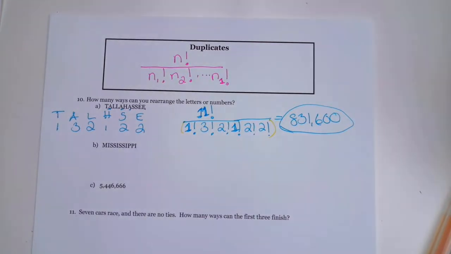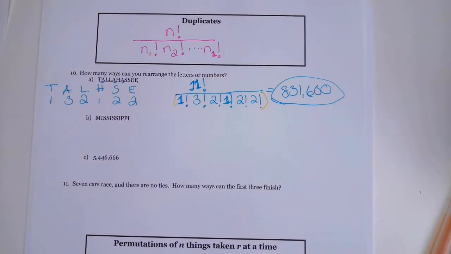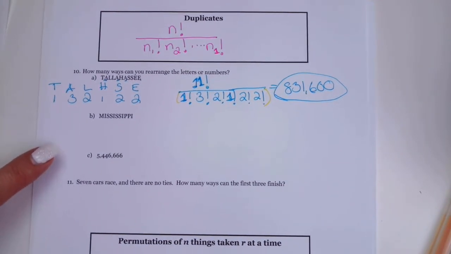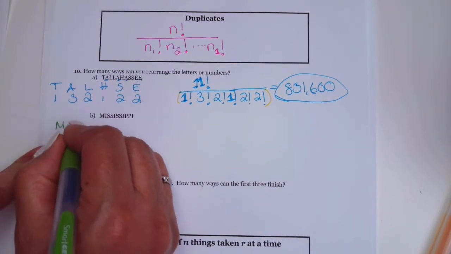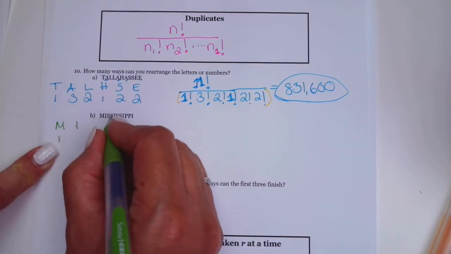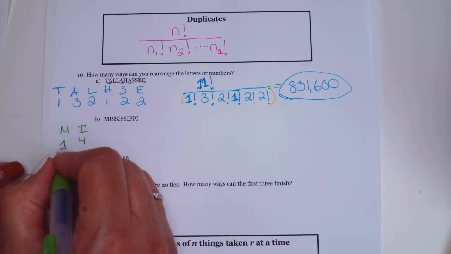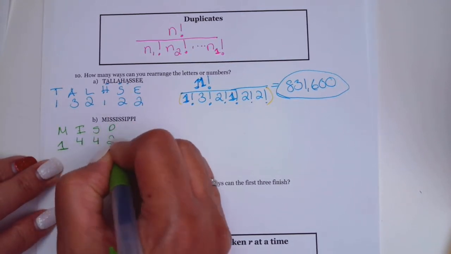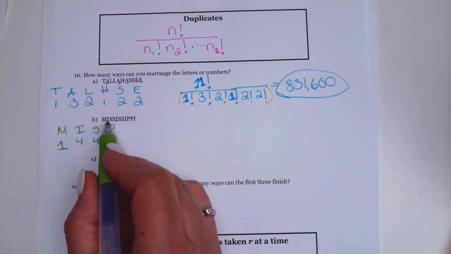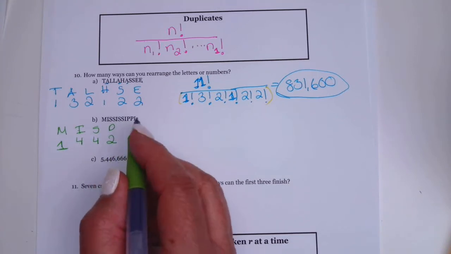Okay, so next we have the word Mississippi. So we're going to figure out how many of each letter there are. So we have M, 1. I, 1, 2, 3, 4. So that's an I, this is a 1, not to be mistaken for the other. S, we have 1, 2, 3, 4. And P, we have 2. And altogether we have 11 again.